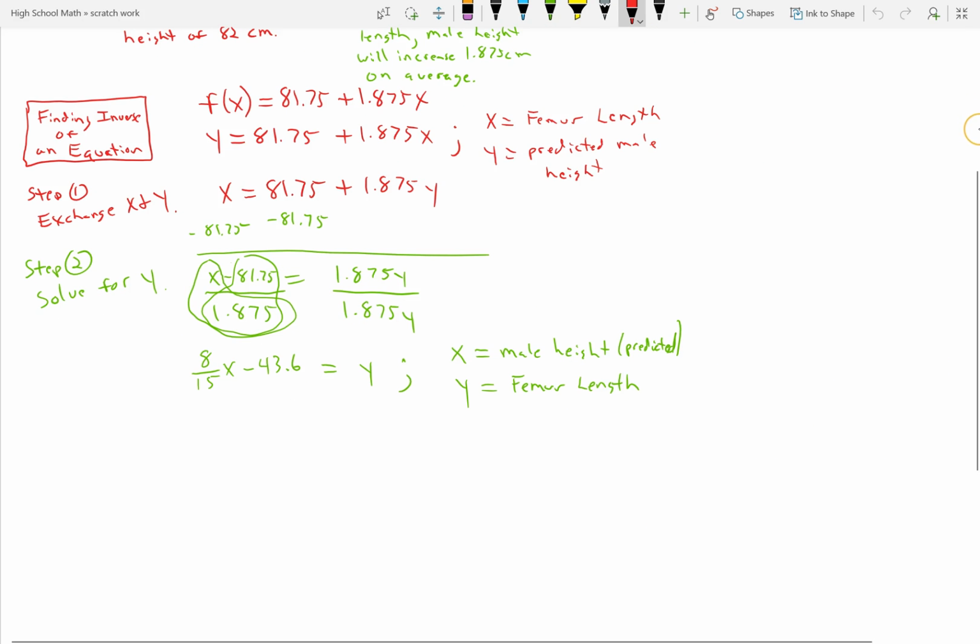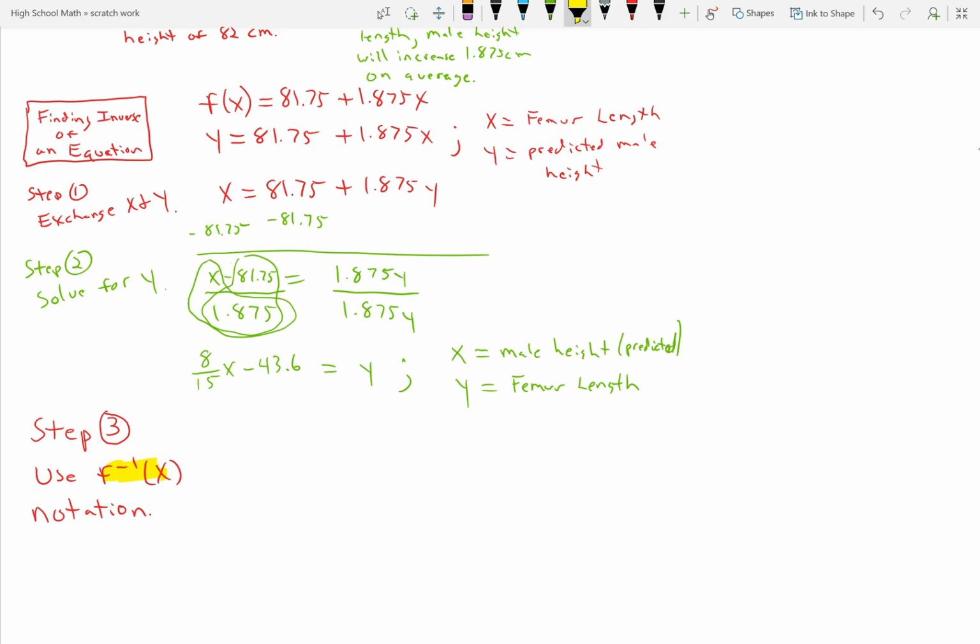Step 3, which our book talked about and is more important in a strictly algebraic sense than in our linear regression sense, is to use f inverse of x notation. In this notation, f inverse of x, again, it's read as f inverse, not f to the -1 power. The choice of the -1 power is not accidental. When we take something to the -1 power, it is the multiplicative inverse, so that statement in mathematics does have inverse meaning. In this particular case, we're going to exchange our output variable y with this f inverse of x.